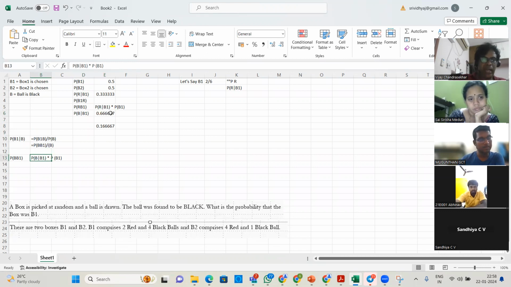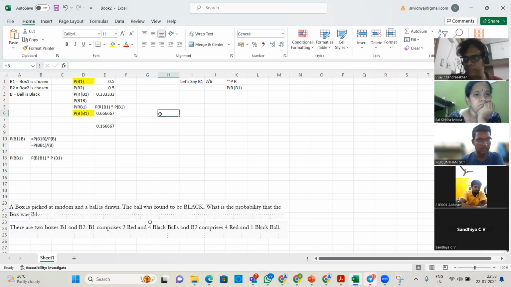Now the numerator is not a problem, is it, folks? I have figured out that P of B intersection B1 is P of B given B1 multiplied by P of B1. I already have these values available. Numerator, easy. Denominator is tricky now. The question is, how do we handle the denominator?